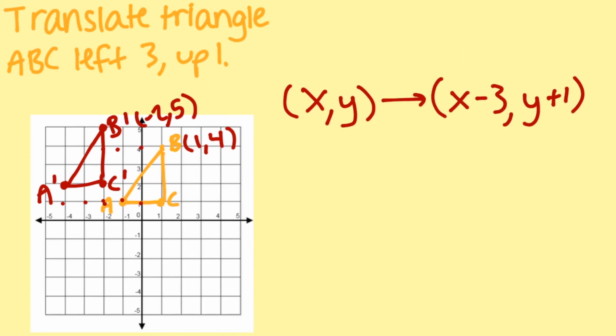Another way of writing this is like a vector. So you can write that as <-3, 1>, meaning we went left 3 and up 1. And that's translation.